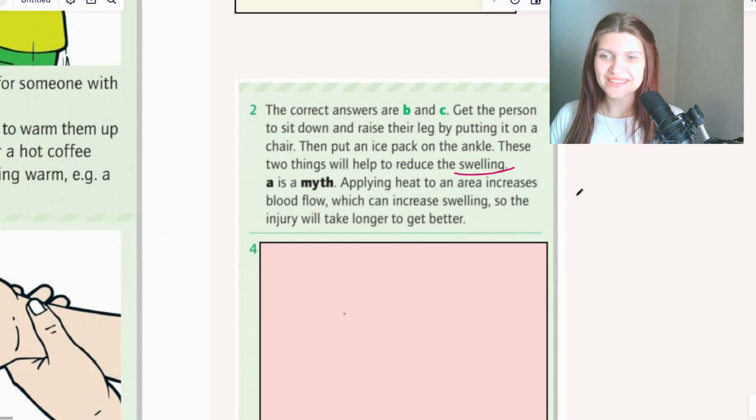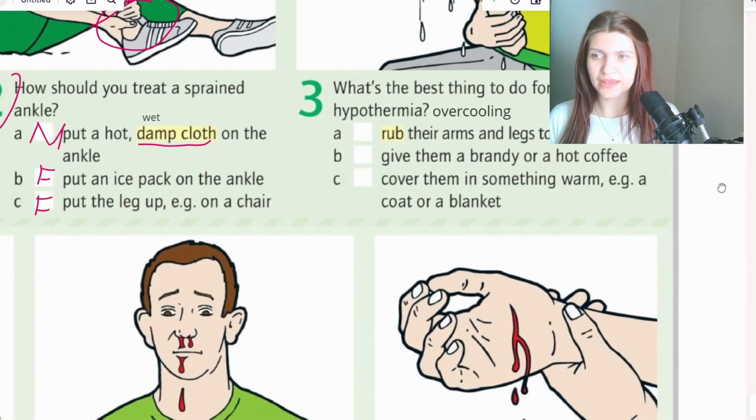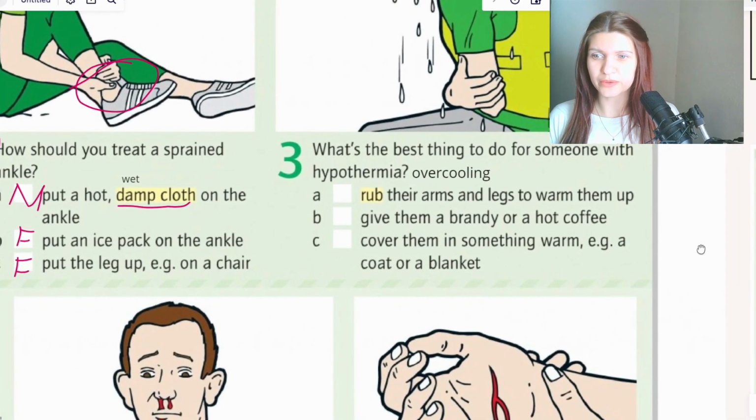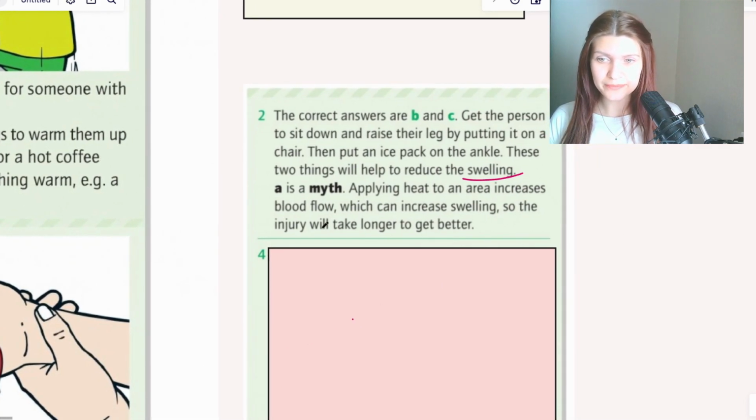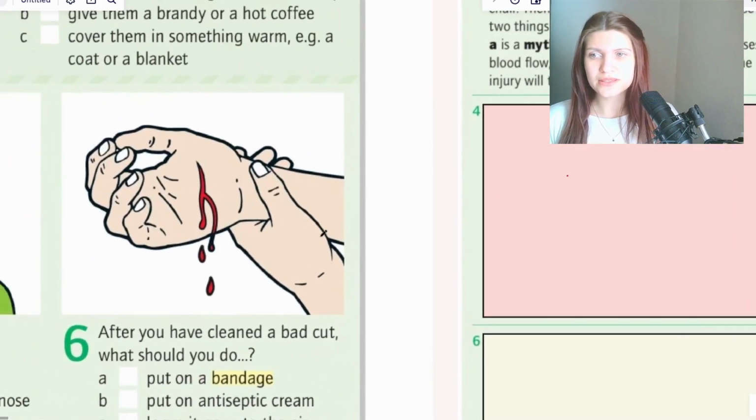And A, put a hot, damp cloth on the ankle. A is a myth. Applying heat to an area increases blood flow, which can increase swelling, so the injury will take longer to get better. Значит, swelling, increase swelling. Which can increase swelling. That's why it's a myth. Let's continue.